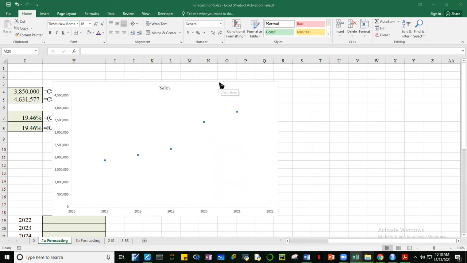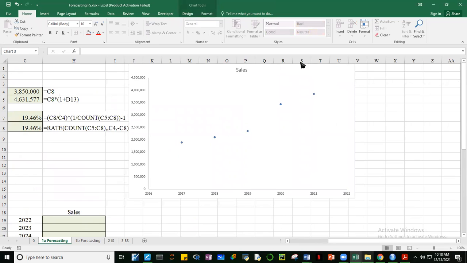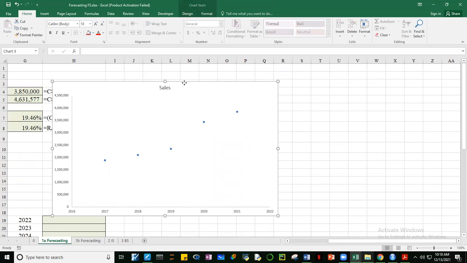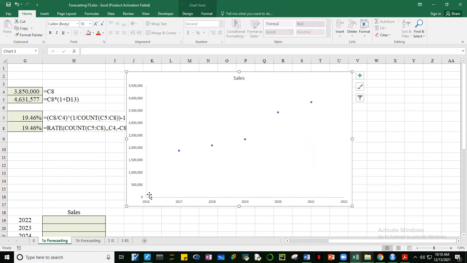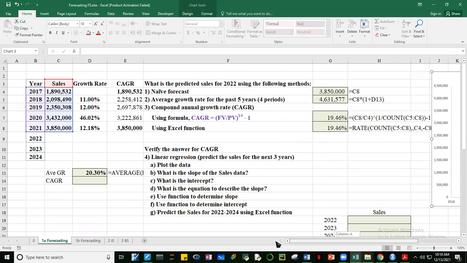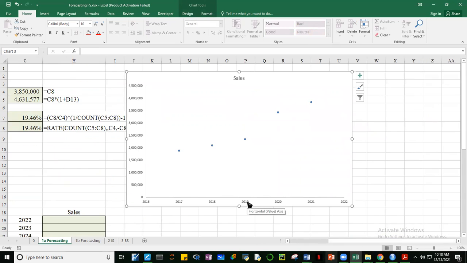So let's do something about this plot. If you now have the plot, guys, you have sales on your y-axis. This is our sales. And our year is on the x-axis. By the way, when you plot, guys, it's important to make sure that the first column will be your x-axis and the second column will be your y-axis. Otherwise, if we reverse it, sales will be on the x-axis and the year on the y. And when we're plotting a time series, the time should be on the x-axis.